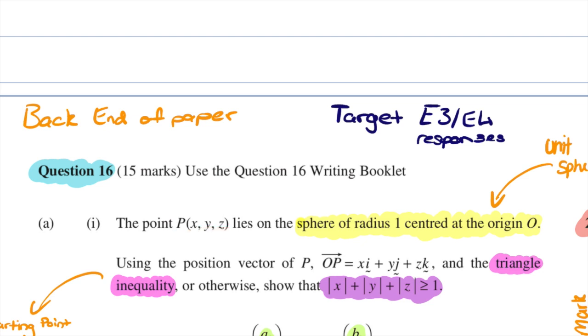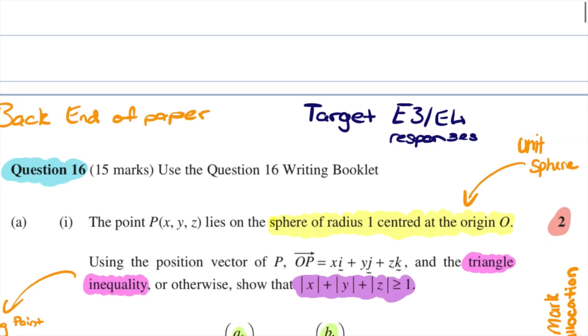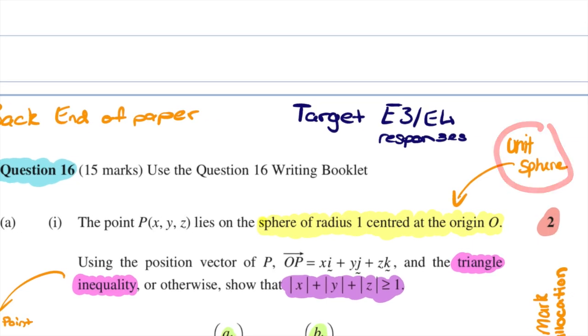Starting with part 1, we're given that the point XYZ lies in the sphere of radius 1 centered at the origin. We can note that this is the unit sphere, much like how the unit circle is the circle of radius 1 centered at the origin. We are given the vector OP of xi plus yj plus zk, and we're asked to use the triangle inequality, or otherwise, to show that this inequality holds true. Looking at the mark allocation, we see that it is 2 marks.